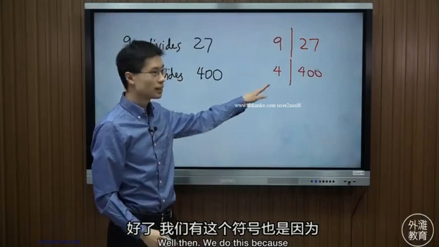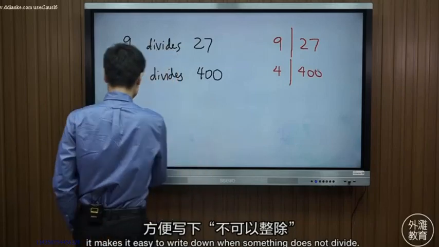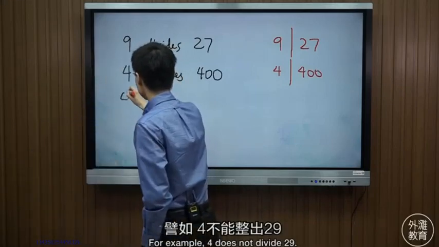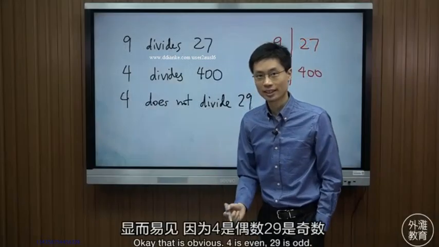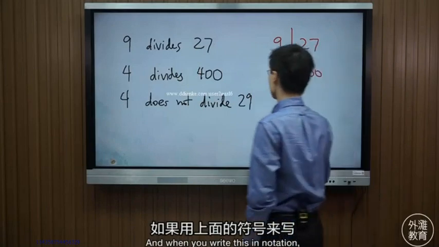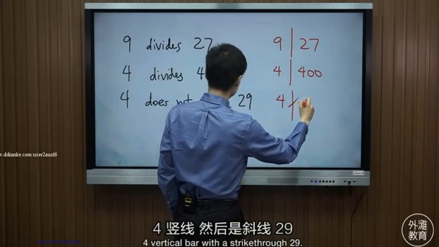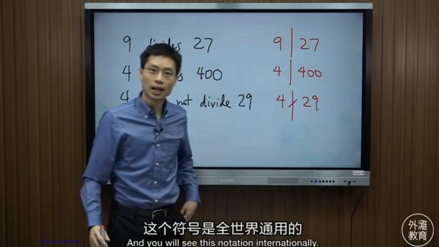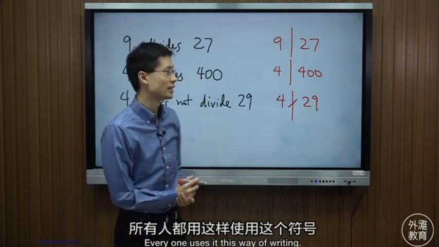Well then, we do this because it makes it easy to write down when something does not divide. For example, 4 does not divide 29. Okay, that's obvious. 4 is even, 29 is odd. And the way you write this in this notation is 4, vertical bar with a strike through, 29. And you will see this notation internationally. Everyone uses this way of writing.